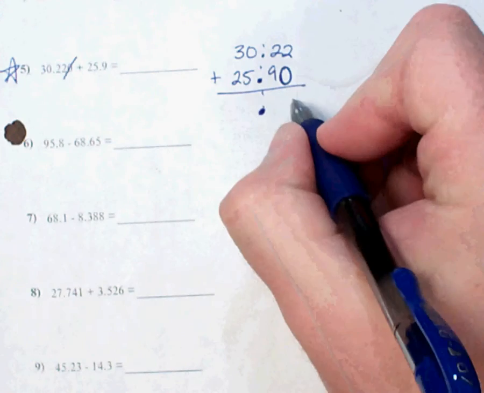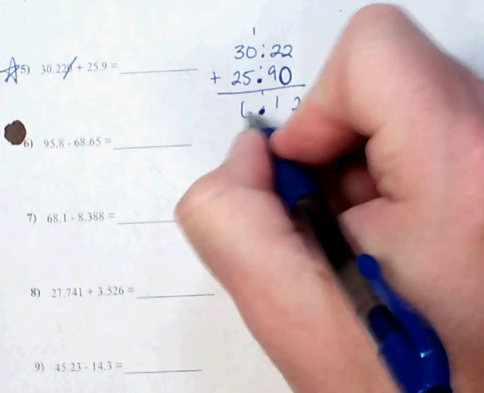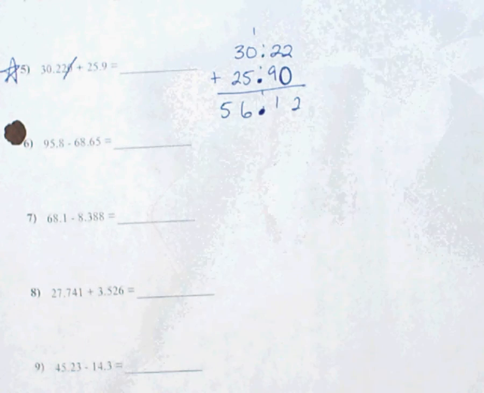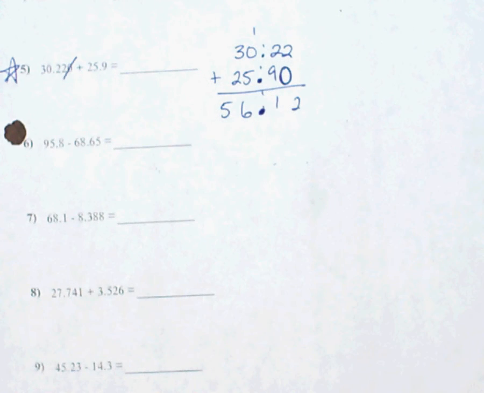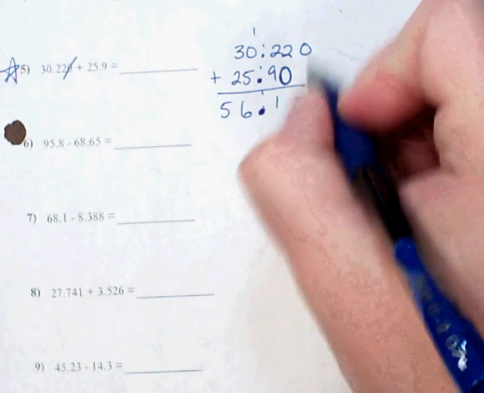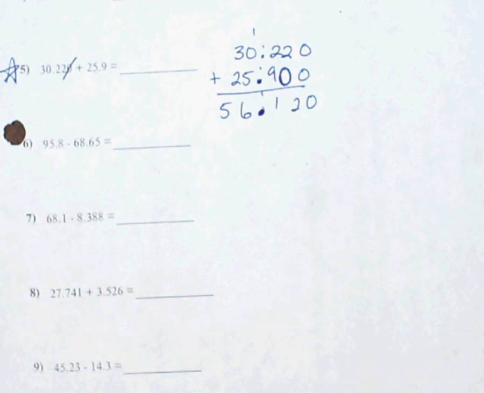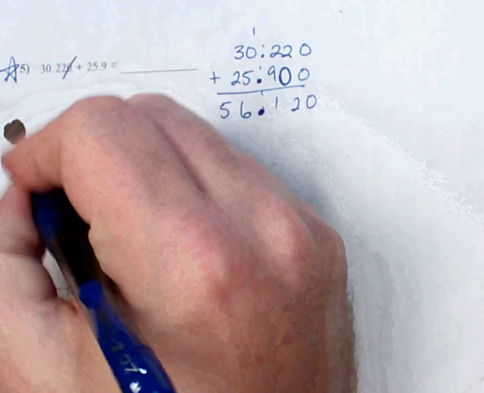2 plus 0 is 2, 2 plus 9 is 11, carry my 1, 1 plus 0 plus 5 is 6, 3 plus 2 is 5, and so my answer is 56 and 12 hundredths. Now if I'd had that 0 on the end, you can see it would not have changed the value at all. I still would have ended up with 56 and 12 hundredths, or 56 and 120 thousandths, which is the same thing. All right, I'm going to go ahead and do number 6, and I think I'm going to do number 7. I think those will be 2 good ones to focus on for subtraction.